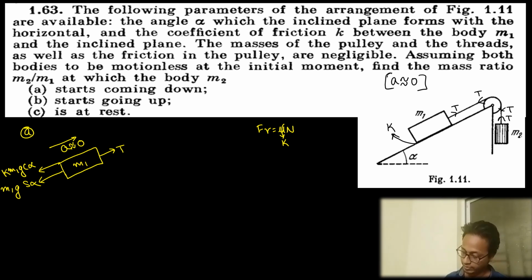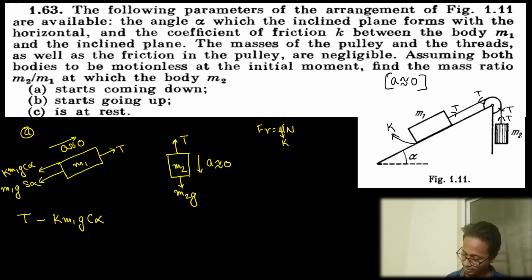Okay, so if I take body number 2, m2, if I draw the free body diagram, m2 and T, the acceleration will be nearly equal to zero. Now I'm writing down the equation. I'm taking the direction of acceleration as positive. It's really a good practice. Minus k m1g cos alpha, minus m1g sin alpha is equal to 0.